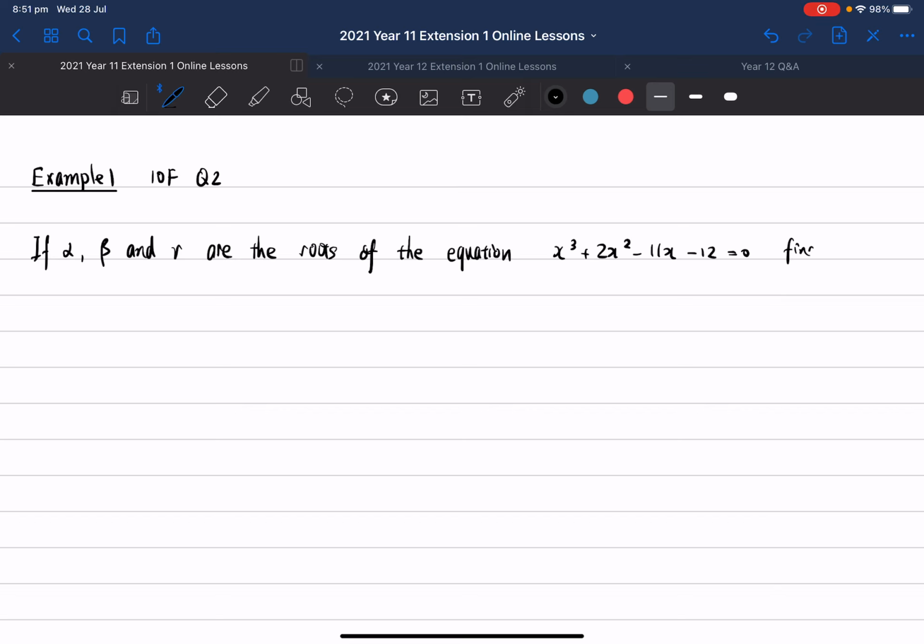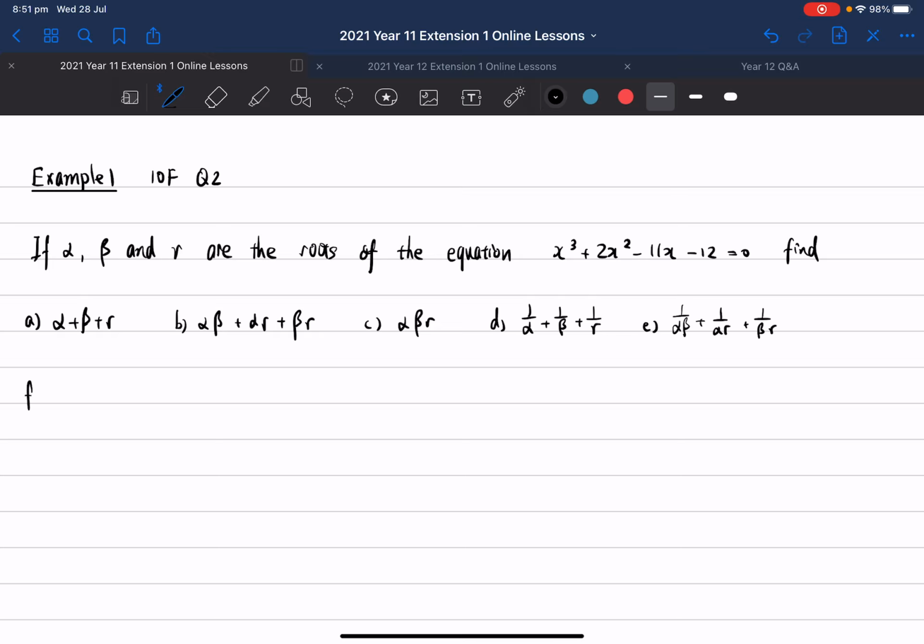And then the question says find. The first one is alpha plus beta plus gamma. Question B is alpha beta plus alpha gamma plus beta gamma. Question C is alpha beta gamma. So these are the very basic, elementary style of question. And then it asks you to find 1 over alpha plus 1 over beta plus 1 over gamma. And the next one is 1 over alpha beta plus 1 over alpha gamma plus 1 over beta gamma.